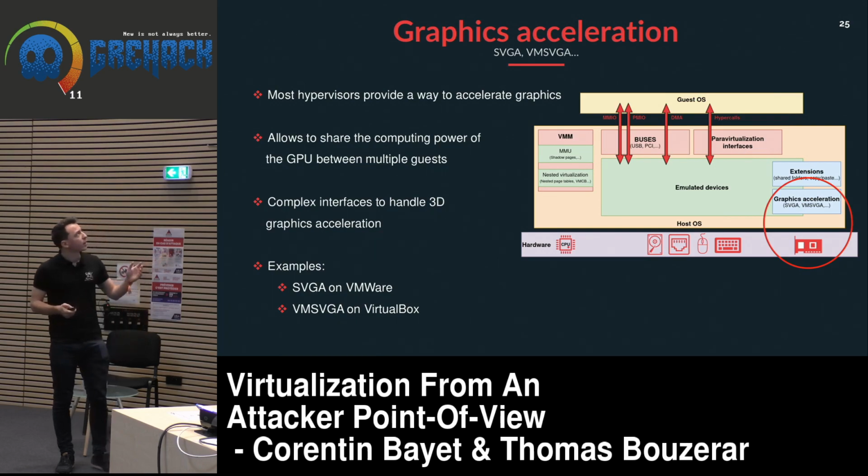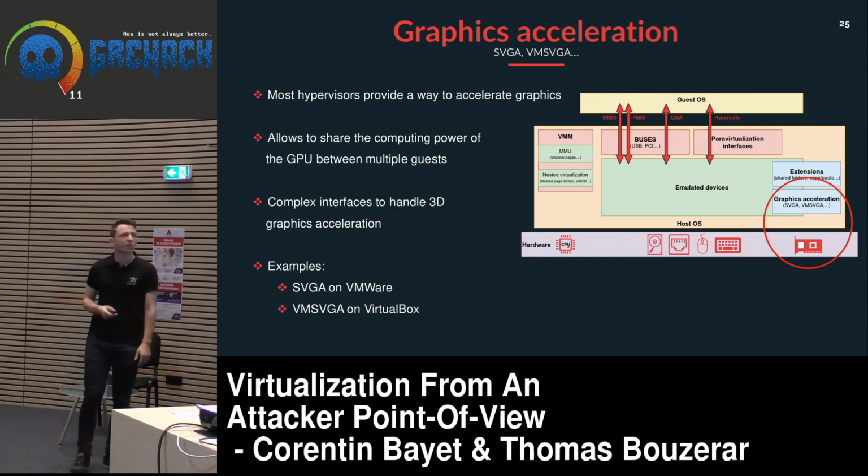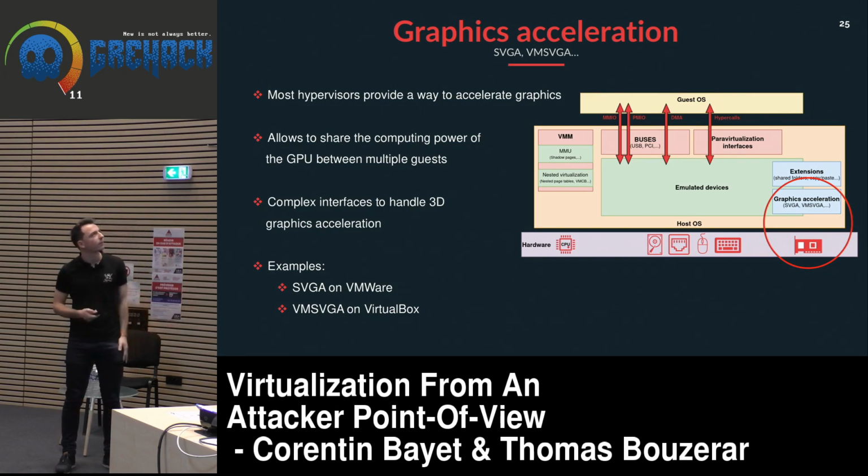Another part is graphic acceleration. Most modern hypervisors provide a way to share the GPU directly with the VM and between several virtual machines. Most of the time it's not enabled by default because most people don't need this. But if you want to do gaming or computing in a virtual machine, it might be a great idea. Those interfaces are quite complex because there is a lot of 3D graphics acceleration with shaders and bitmaps and complex objects that the hypervisor needs to handle. So there were actually a lot of vulnerabilities in those interfaces, for example, SVGA on VMware or VMSVGA on VirtualBox. Yeah, there were quite some vulnerabilities in the past.